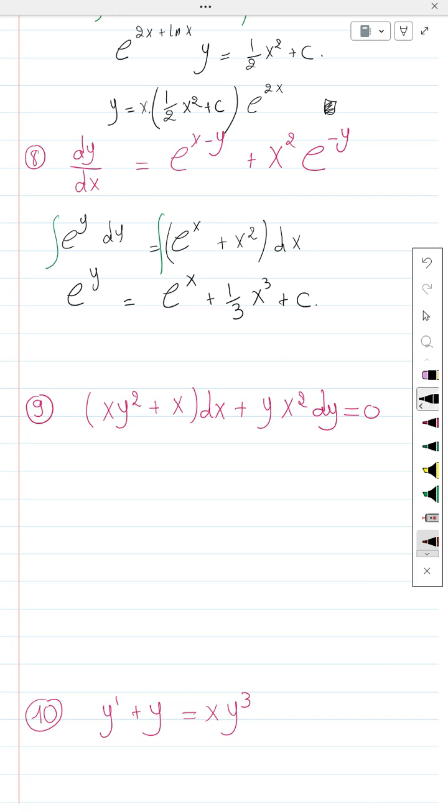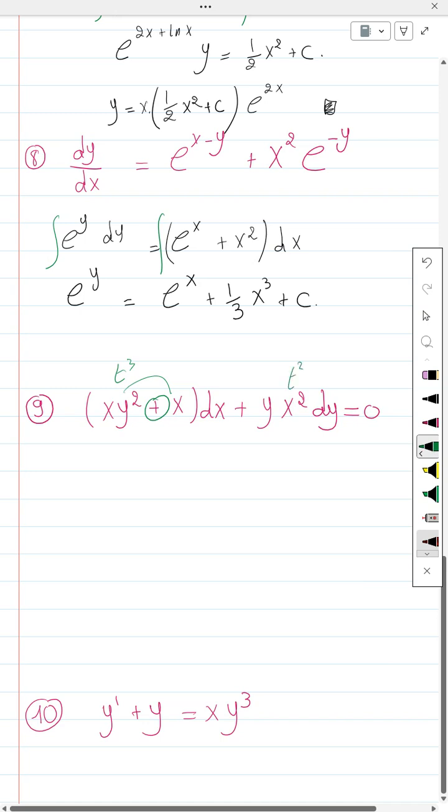We have x times y squared plus x dx plus y x squared dy. As you can see here, this is not separable since we have a plus between the x and the y terms, and it's not homogeneous since if we replace, this is going to be t to the power of 3 and here is going to be t, so we cannot get t to the power 3 as a factor to return to our first equation. So what should we do?